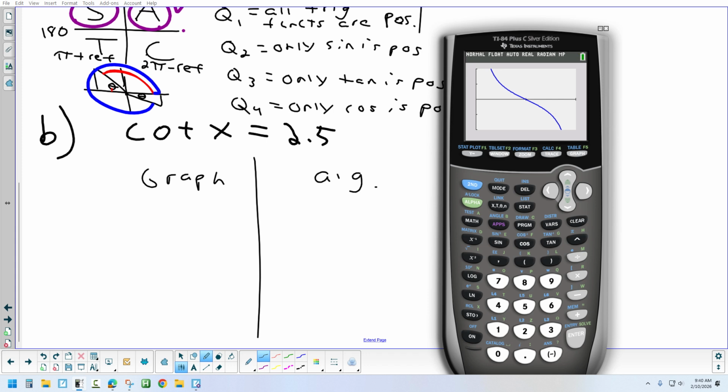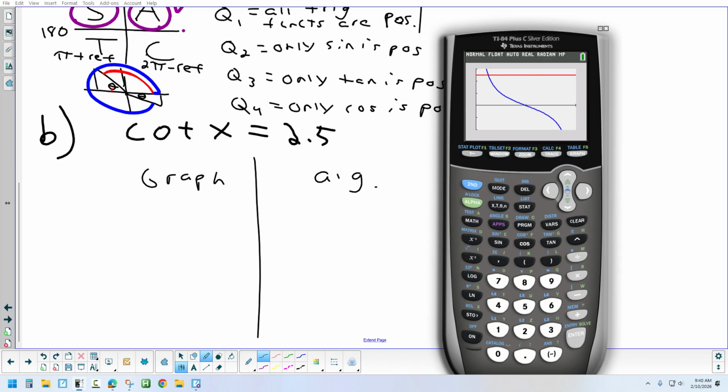Now, I don't see anything because I forgot to change something. What do I need to change so I can see what's happening here? The y. Can you be more specific? Yes, my y max is not high enough. Let's put it at 3. Now we'll be good.